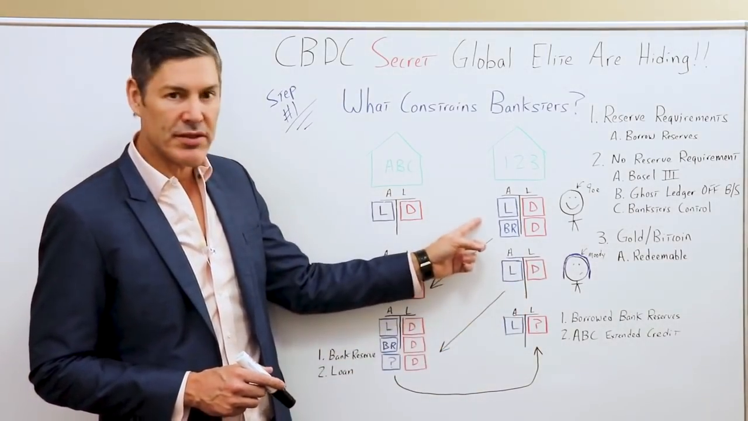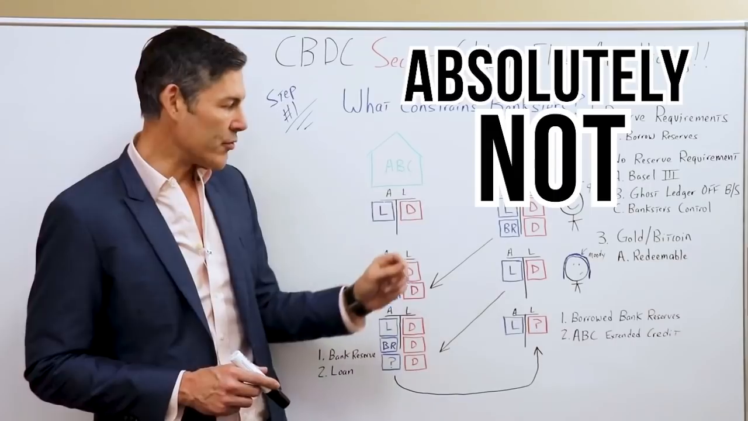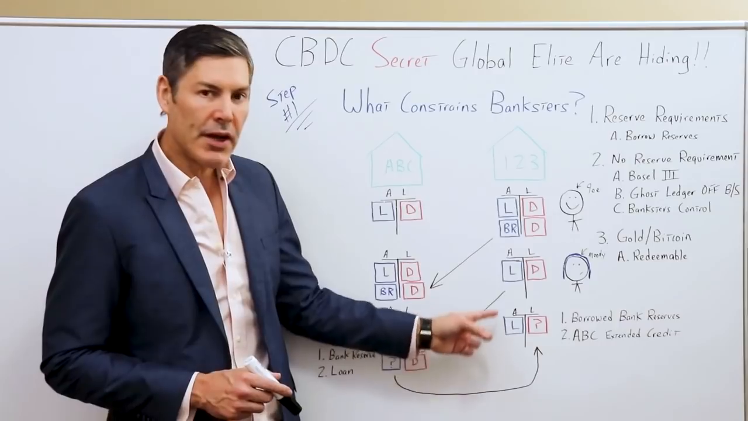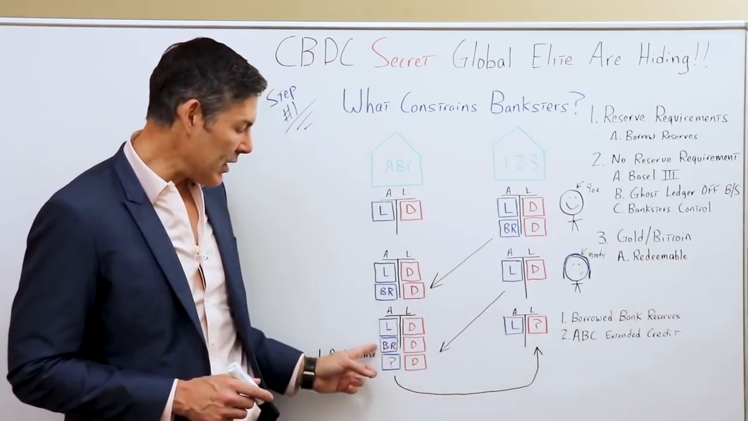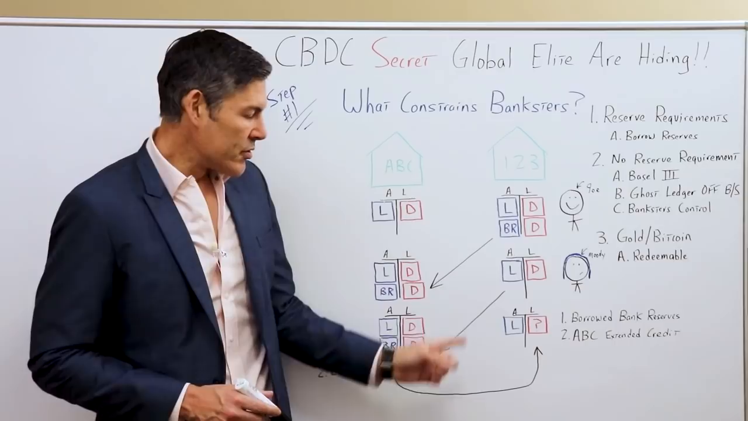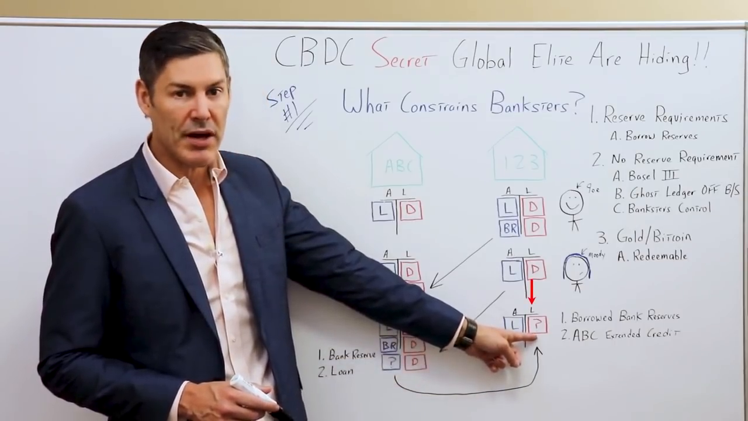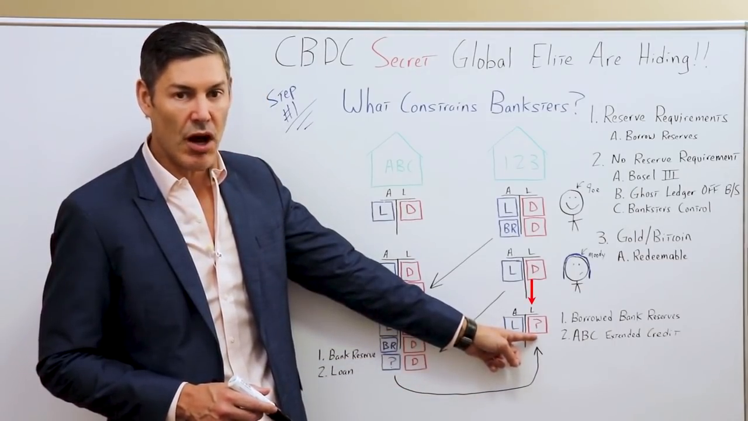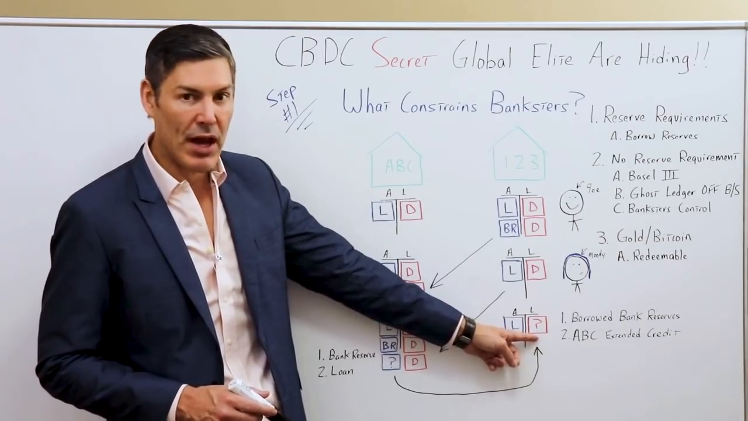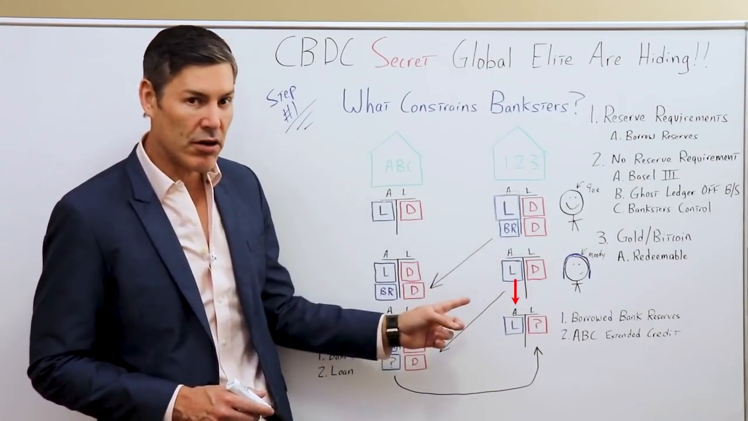So what do they do? Does this constrain them? Absolutely not. Here's why. All they have to do is go into the repo market, as an example, and they can borrow the bank reserves they need to transfer over to ABC. So at the end of the transaction, their liabilities would no longer be deposits. It would just be the dollars or bank reserves they borrowed from the repo market, because they have to repay that loan. And then their assets would be the same loan that they started with.